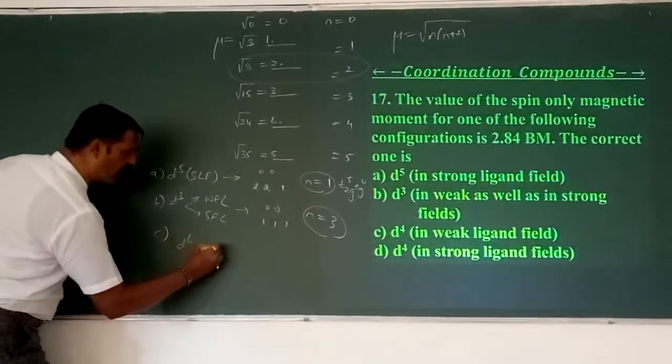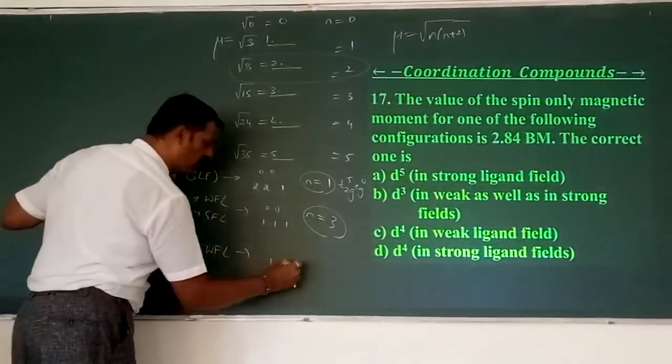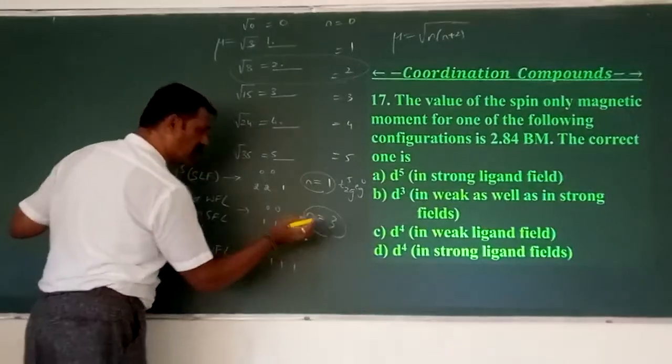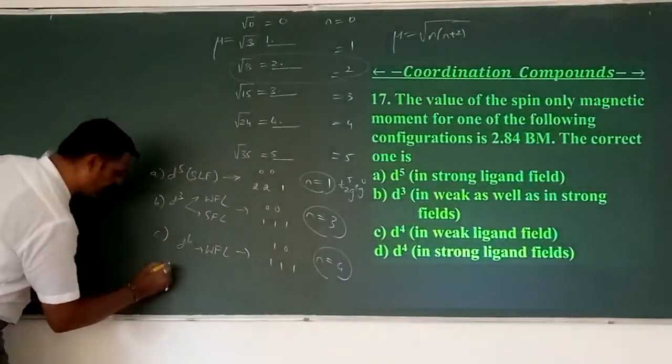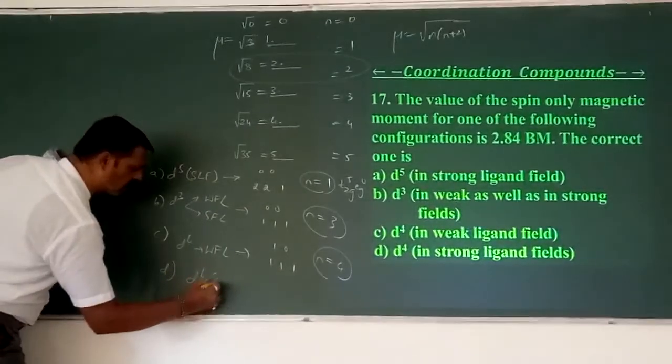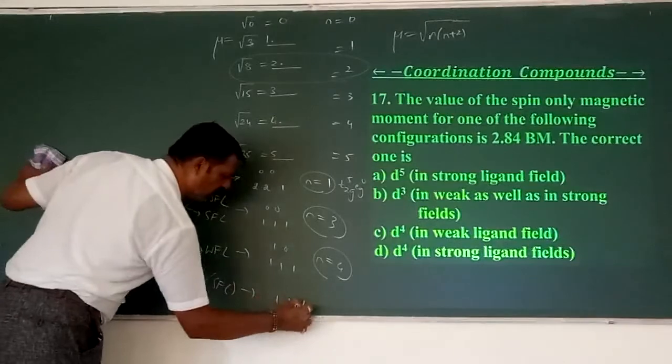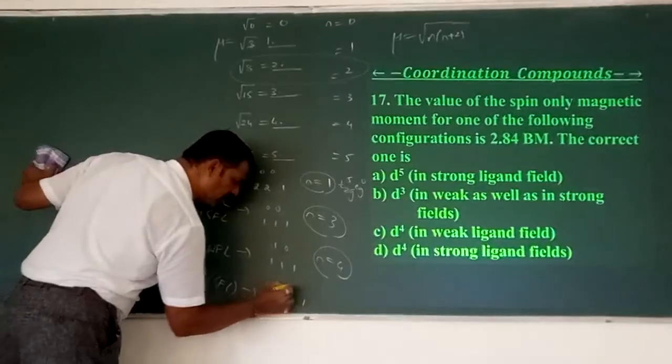D4, weak field ligand. Weak field ligand means 1, 1, 1, 1, 0, meaning N is equal to 4 here. No, it's not possible. D4 of a strong field ligand: here it is 2, 1, 1, 0, 0.